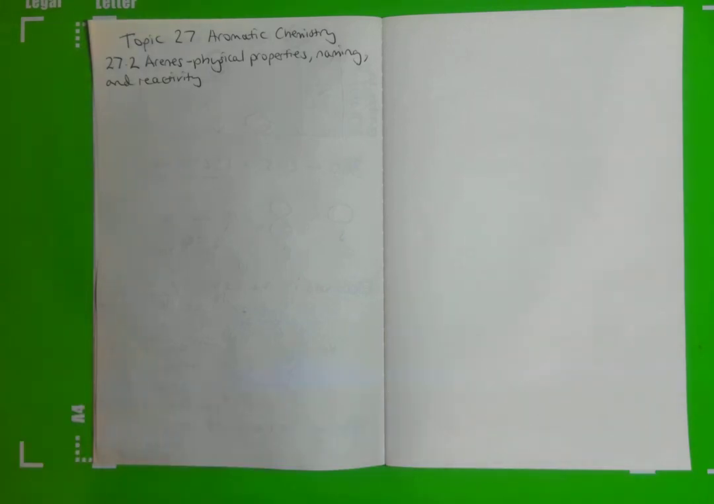Topic 27, Aromatic Chemistry. 27.2, Arenes, Physical Properties, Naming and Reactivity. So we're going to start with the physical properties of benzene.